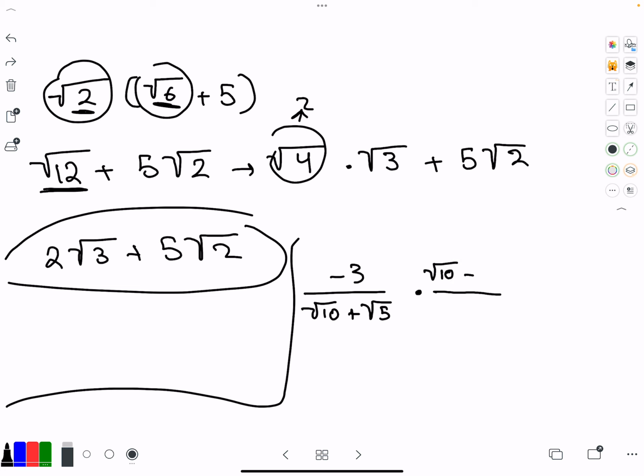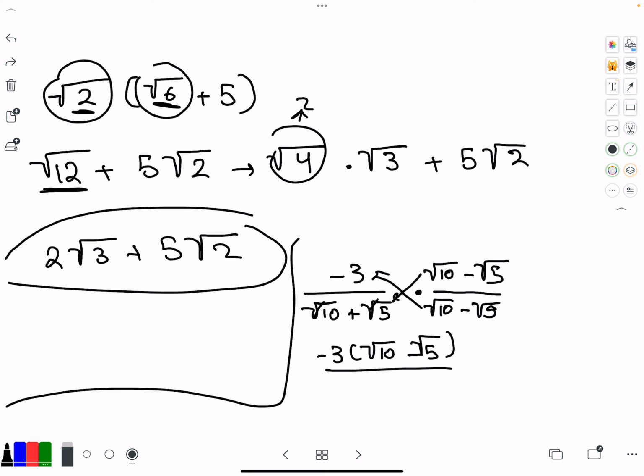So it becomes square root of 10 minus square root of 5 over square root of 10 minus square root of 5. This goes with this, this goes with this, squares cancel out. It becomes negative 3 times square root of 10 minus square root of 5, over 5, because you do 10 minus 5. Then negative 3 square root of 10 plus 3 square root of 5. You just do distributive property. This is the hardest thing that will come up for you in this lesson.